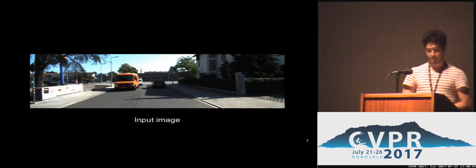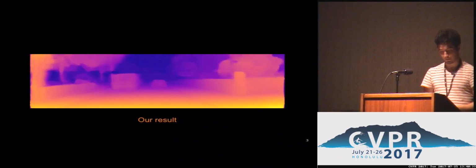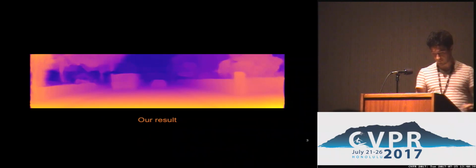So we want to build a system that, given an input image like this one, will produce a dense depth map like that one, which came out of our system. In this case, brighter means closer.